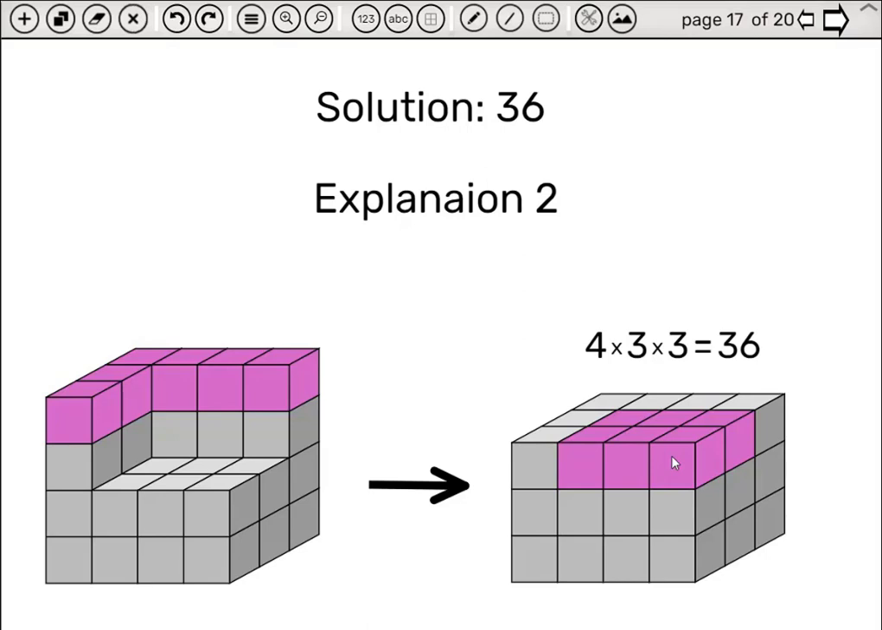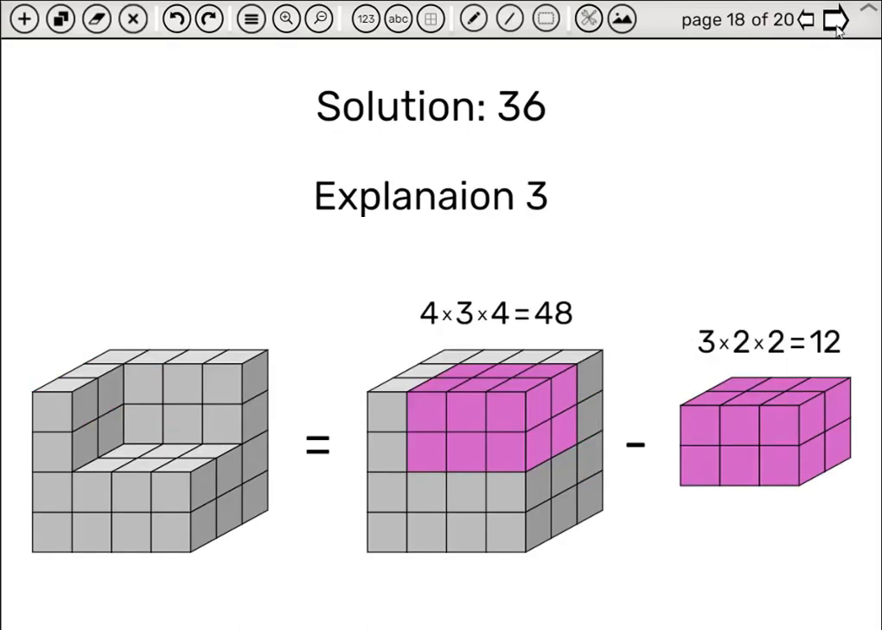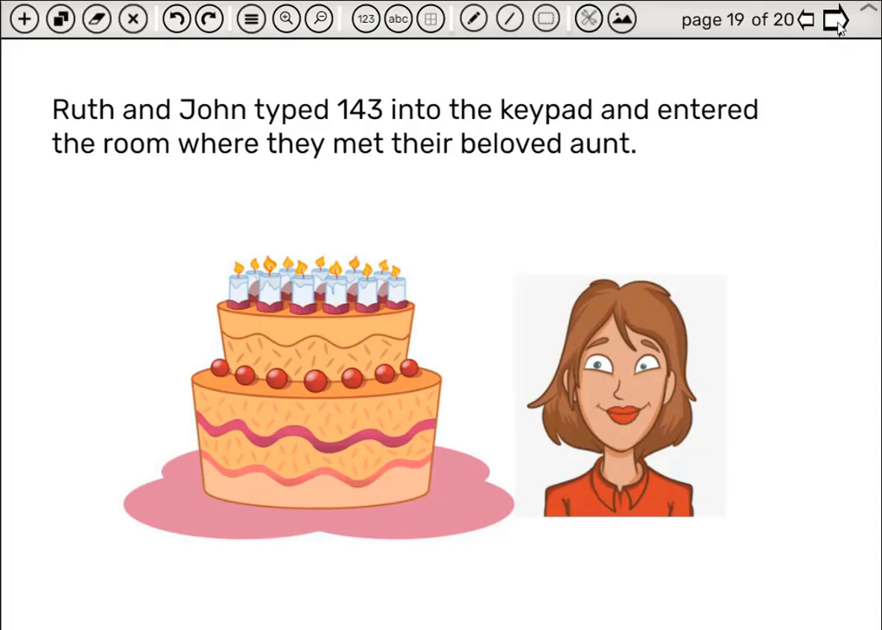A third solution involves a very different way of looking at the problem. Let's see it. We first add an imaginary box of 3 times 2 times 2 to get a box with the volume of 48. Then we remove the box that we added. It will be interesting to see how many students reach this way of thinking about the problem. Let's finish the story. Ruth and John typed 143 into the keypad. As you remember, this was the sum of the cubes in the 5 structures in the worksheet, and entered the room where they met their beloved aunt.